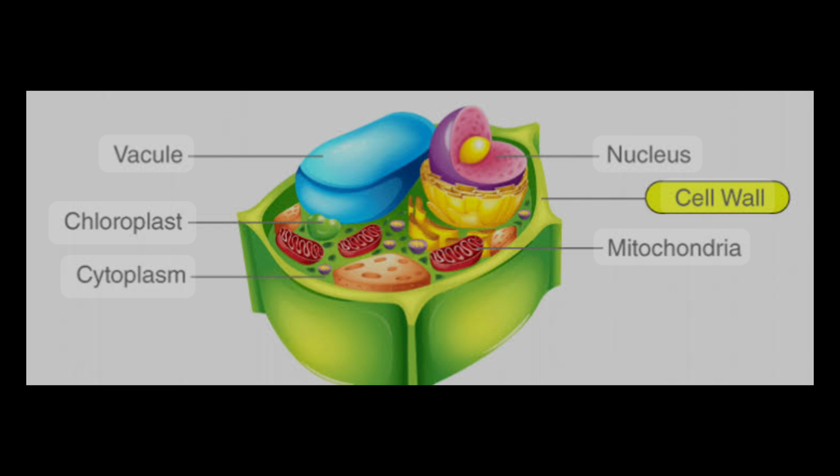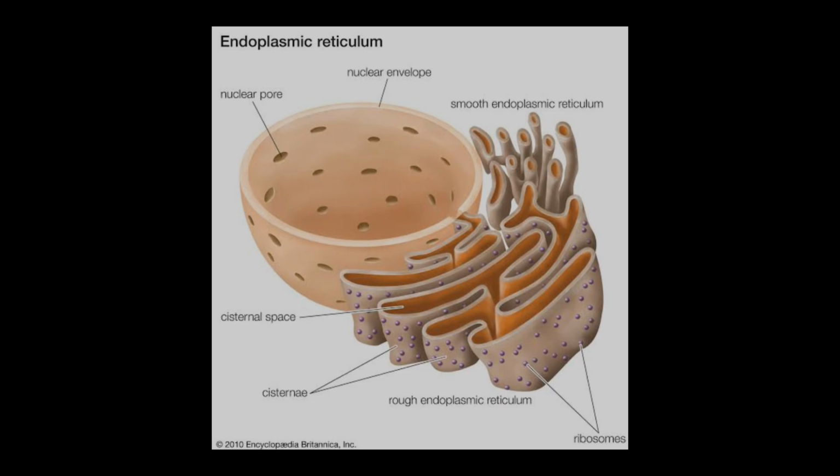The next part of the cell is the endoplasmic reticulum. Main characteristics: an irregular network of double membrane tubules. It is continuous with the plasma membrane on the outside and the nuclear membrane on the inside. It may be smooth endoplasmic reticulum, called SER, which is without ribosomes, or rough endoplasmic reticulum, called RER, with ribosomes attached.